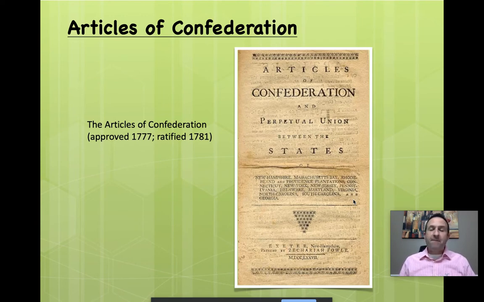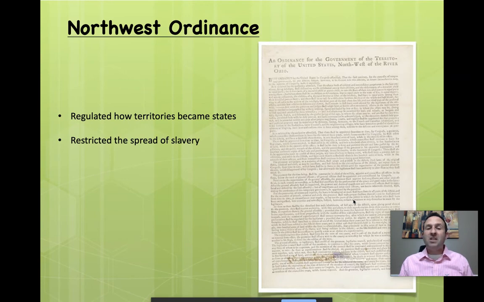Now, I poke a lot of fun at the Articles government, and rightfully so. There were, however, a few things they did get done. And one of the things that is a success, theoretically, of the Articles government is the passage of the Northwest Ordinance. Now, the Northwest Ordinance was important. It provided a mechanism to regulate settlement of Western lands.